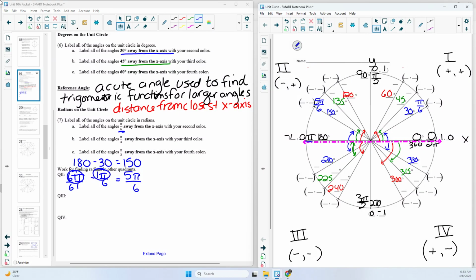If I'm going into quadrant 3, I'm going to do the same thing, except I need to get bigger than 180, right? Just like I added 30 to 180 to get 210. I'm going to add pi over 6 to pi. So 6 plus 1 is 7, and we get 7 pi over 6.